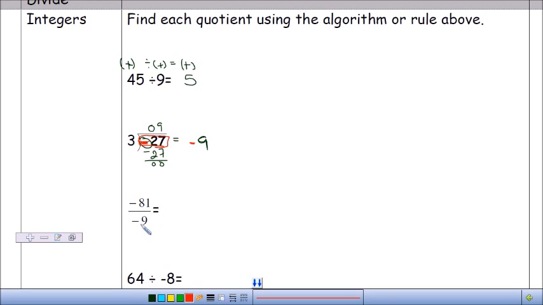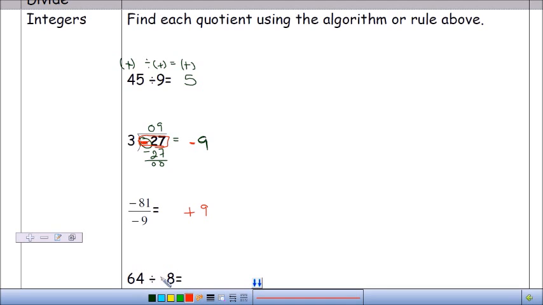Okay, on this one we have a negative dividing a negative. We have two negatives. That number 2 is an even number, so my answer we know is going to be a positive already. Okay, negative 81 divided by negative 9. Hopefully you got this one right. Just 81 divided by 9 is 9. And it's positive because we have two negatives. Two negatives being divided or multiplied will always give you a positive answer.